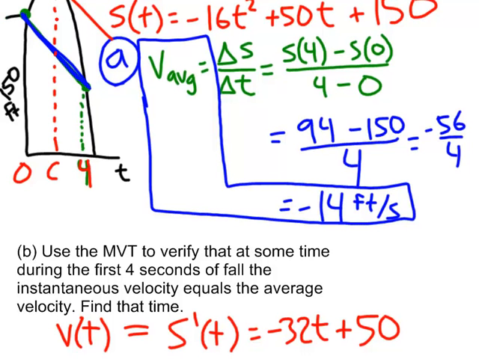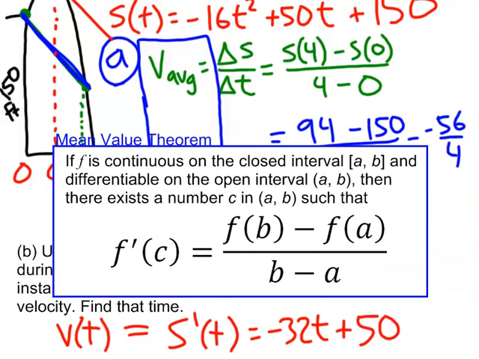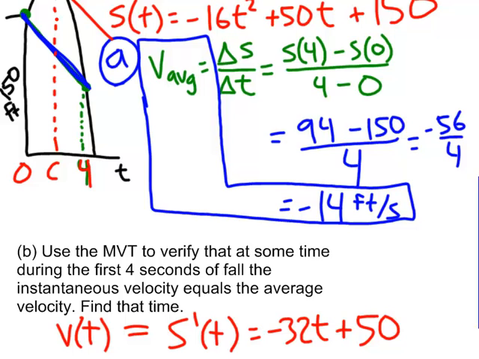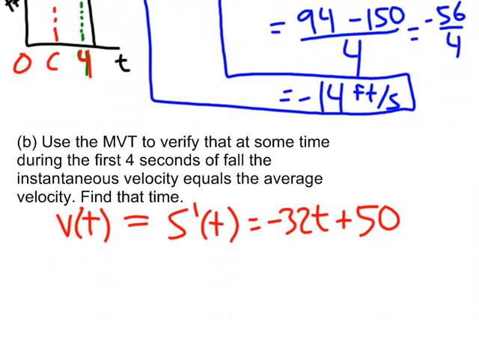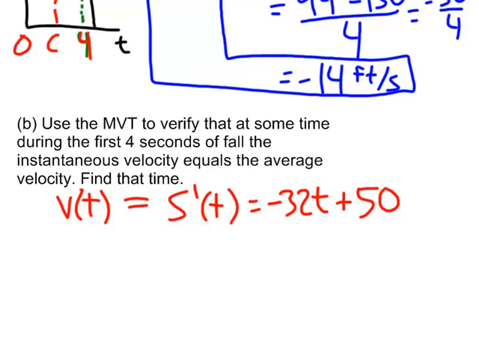Once again, just to be absolutely sure, I bring the mean value theorem back on the screen, and let's make sure you see the connection: just because we're using different letters, this was f of b minus f of a, whereas we are using s of 4 minus s of 0. It's the same thing. This over here was our instantaneous velocity, s prime of t, right? So the MVT says we shall set those quantities equal to each other. Let's set the instantaneous velocity, negative 32t plus 50, equal to that average velocity of negative 14.